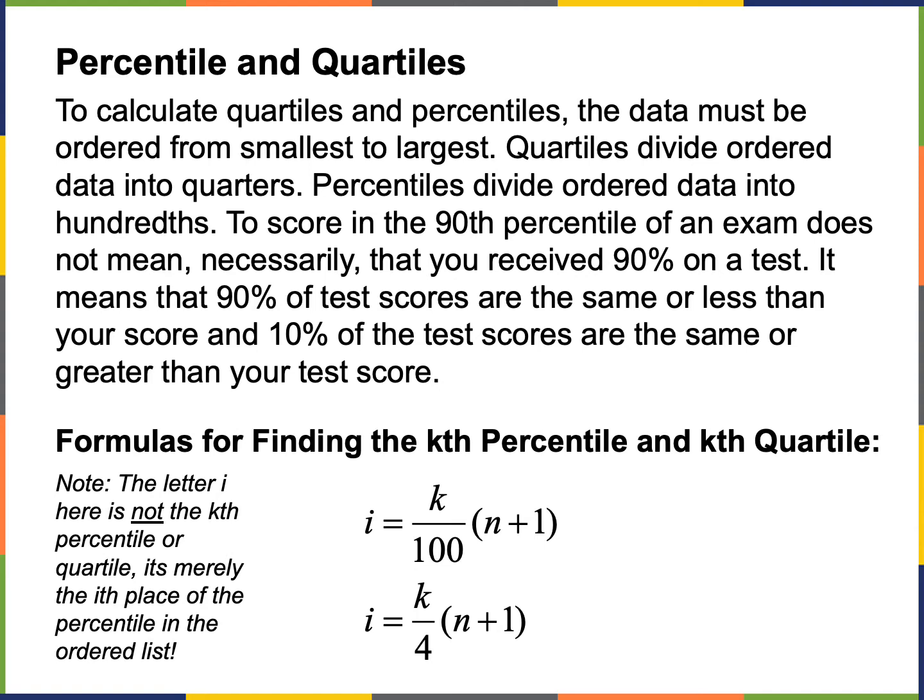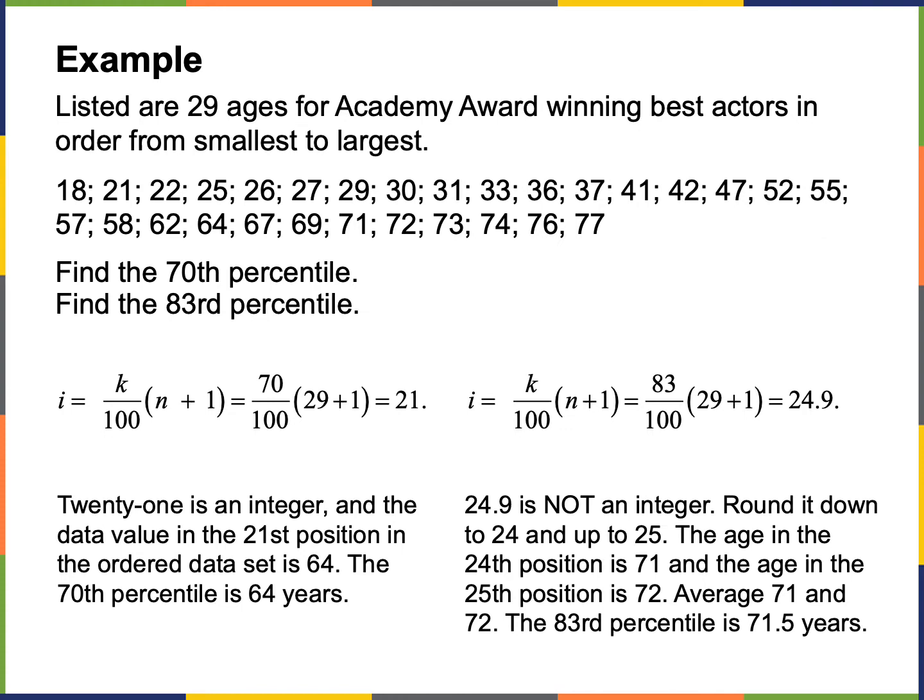Okay, let's keep going. Let's do an example. Here we have 29 ages for Academy Award winning Best Actors in order from smallest to largest. They're already in order, 18 and then up to 77. They ask us to find the 70th and then the 83rd percentile.